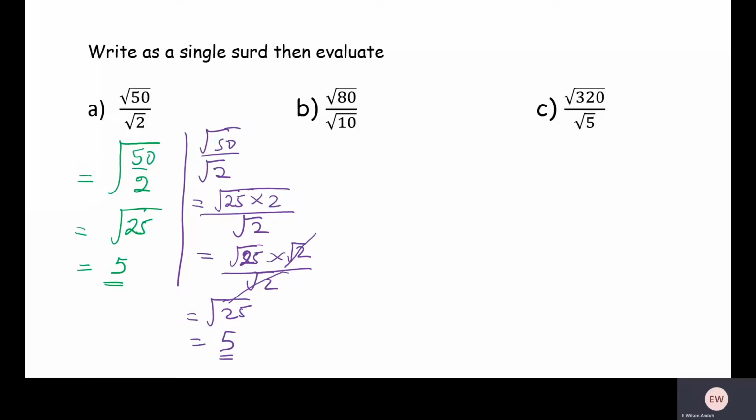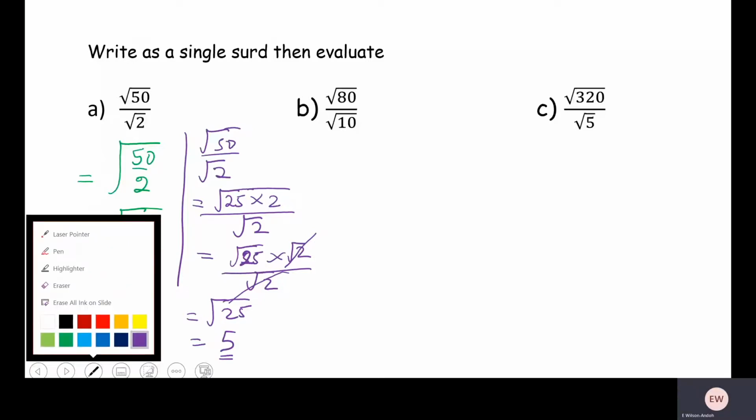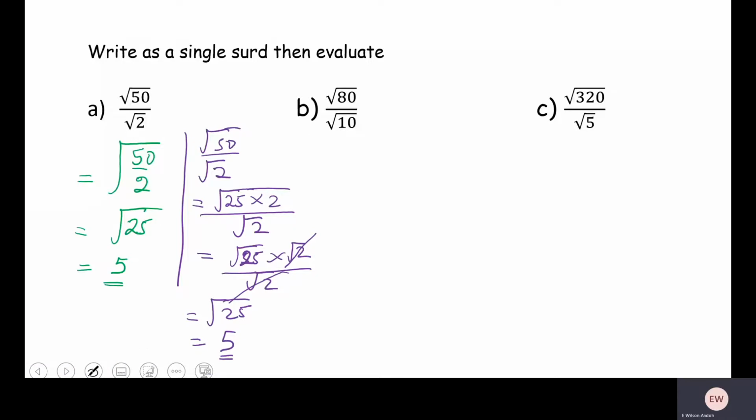So you can see that both answers are the same. Sometimes you can simplify the numerator or the denominator and cancel out, or you can write them as a single surd and then simplify. Let's look at the second question. In the second question, we are going to write everything as a single surd.